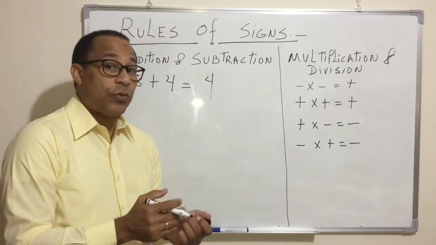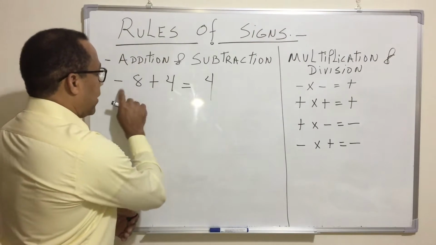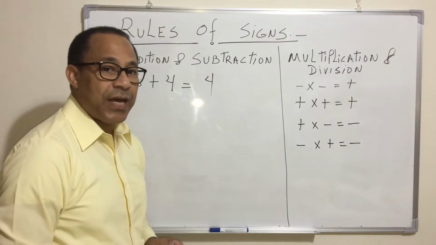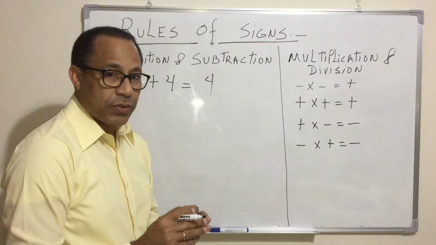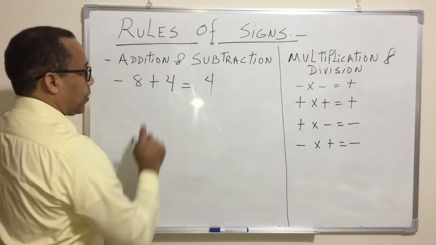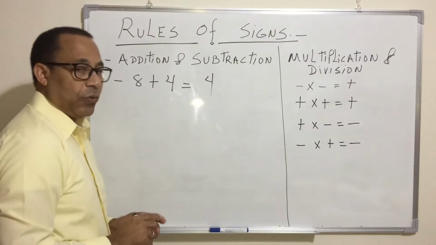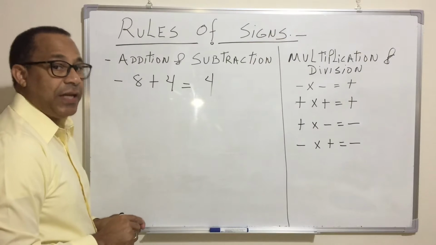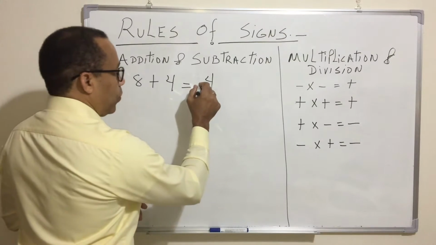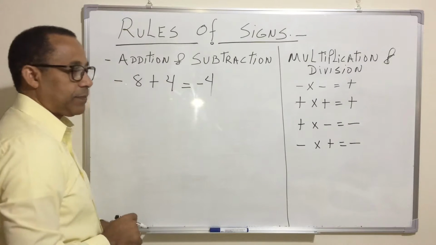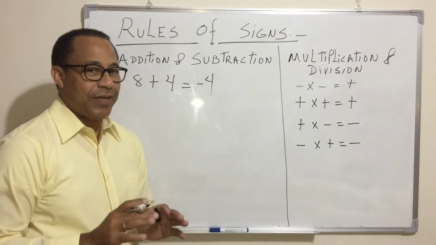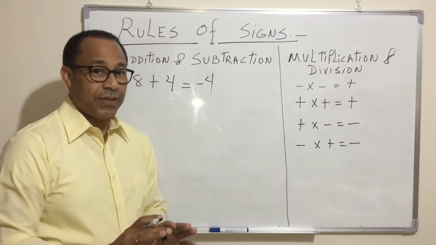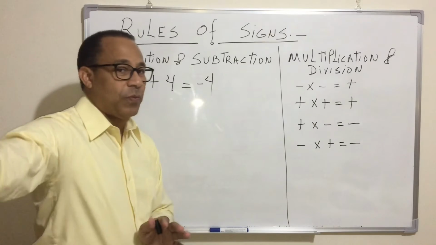Again, going back to the rule, it says, when the signs are different, we subtract the numbers and we copy the sign of the greatest of the numbers. Which number is greater? 8 is greater than 4, and the sign along with the 8 is a negative sign, so the result will be negative 4. But the important thing here is to know that we are talking about addition and subtraction. We are not talking about multiplication and division.